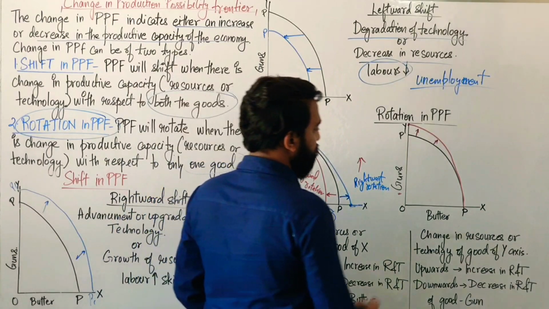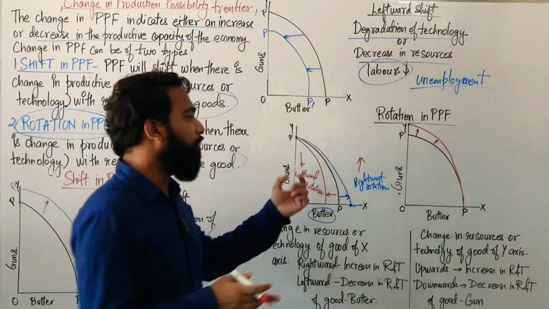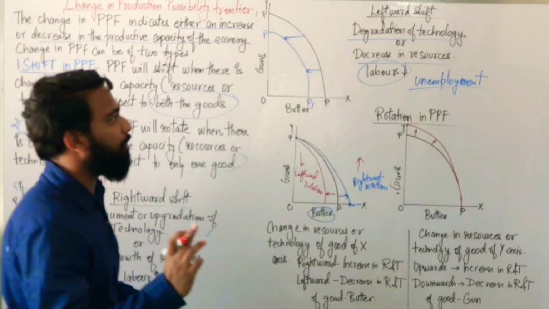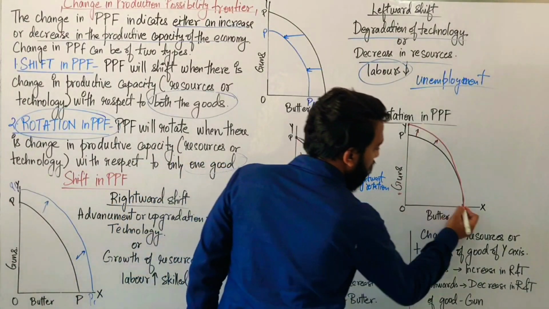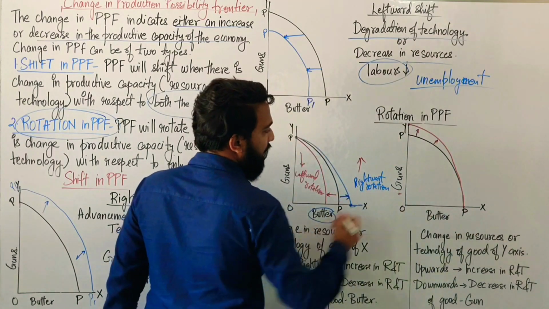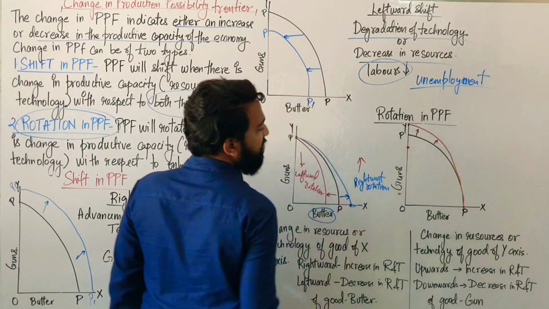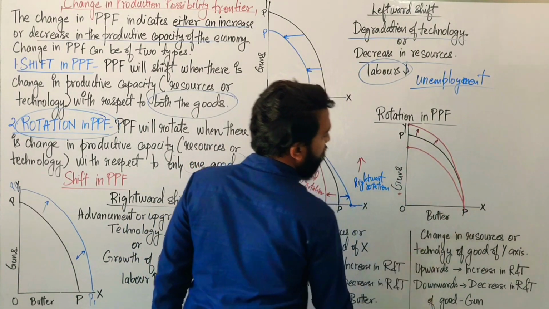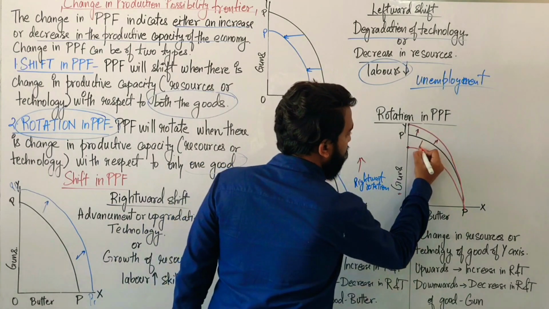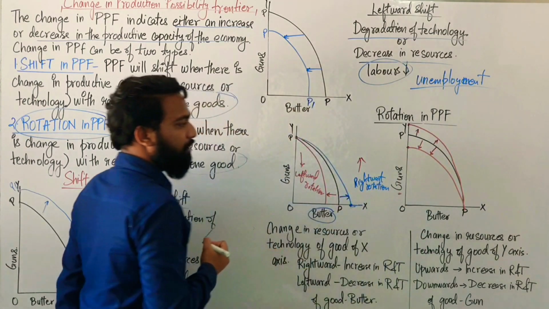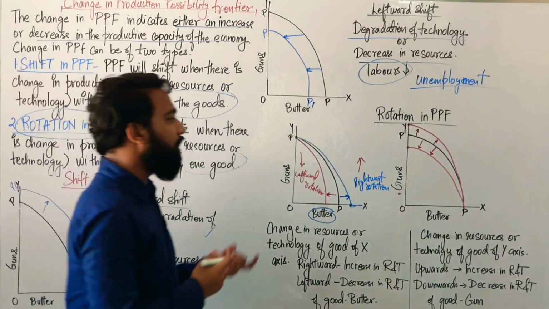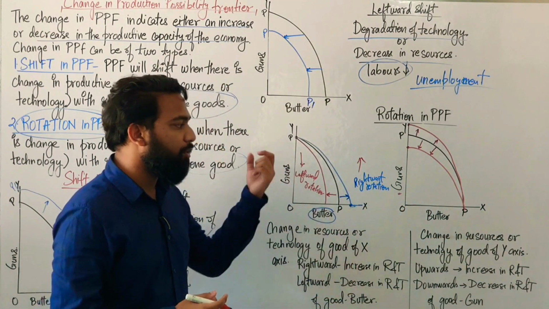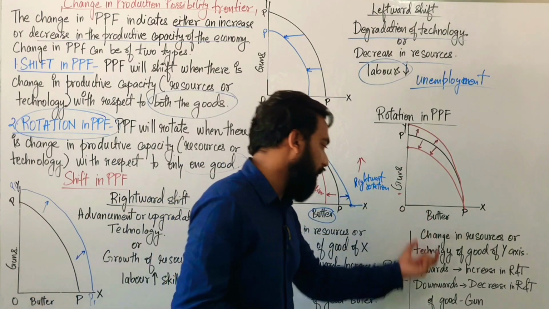And what if the production of guns becomes lower due to the degradation of technology and resources? Then the point on the x-axis will remain the same, but the point on the y-axis will go down, and the new PPC curve will look somewhat like this. So here we can say there is a downward slope or leftward slope. Now, change in the resources or technology of good y-axis means guns.